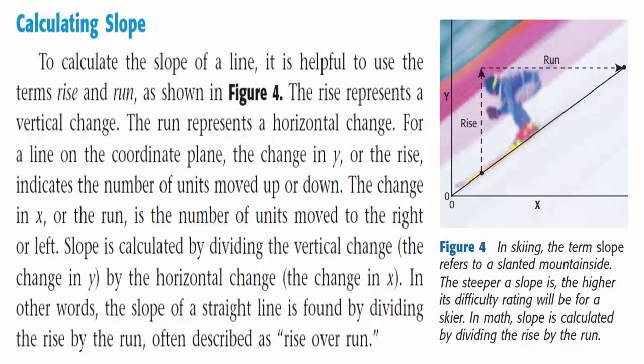Calculating slope. To calculate the slope of a line, it is helpful to use the terms rise and run, as shown in Figure 4. The rise represents a vertical change. The run represents a horizontal change. For a line on the coordinate plane, the change in y, or the rise, indicates the number of units moved up or down. The change in x, or the run, is the number of units moved to the right or left. Slope is calculated by dividing the vertical change, the change in y, by the horizontal change, the change in x. In other words, the slope of a straight line is found by dividing the rise by the run, often described as rise over run.